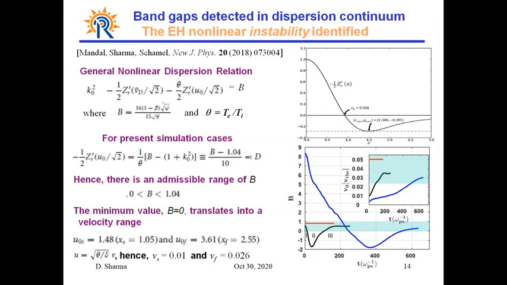So for the present simulation case, we found that if we take k naught to be finite with box size, we see that for the right hand side to be of positive sign, there is a limitation on the range of values that B can take. To keep this term positive, B can vary only between 0 and 1.04.